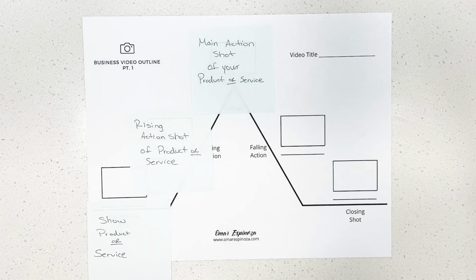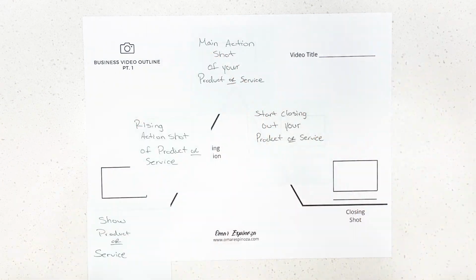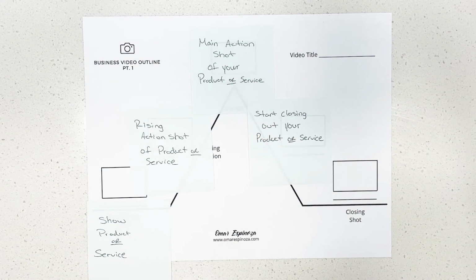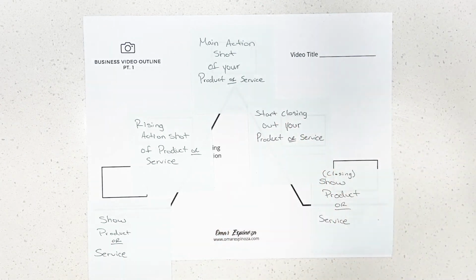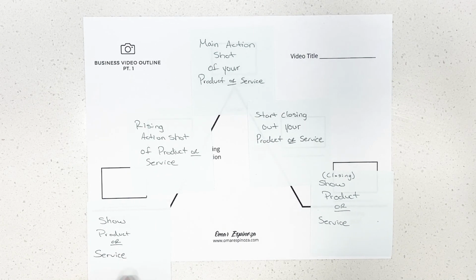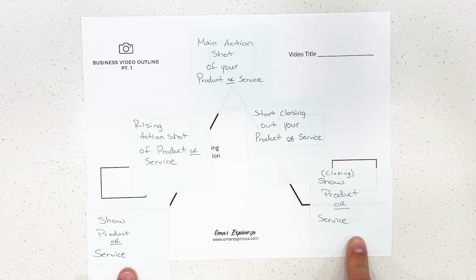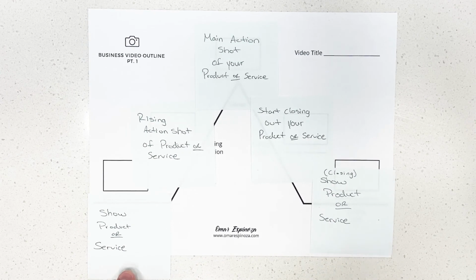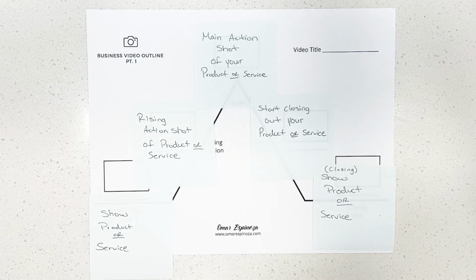Next, we are actually going to start closing out your product or service, right? We're going to start wrapping it up, letting the audience know, hey, this video is about to end, so get ready for our call to action or whatever we want our video to be. And as you already know, lastly, closing shot. This is where we're going to show even the first clip again, right? We want the viewer, if they start the video but don't finish it, to know what the product or service was. If they stay through with it, we want to remind them why they watched this video.